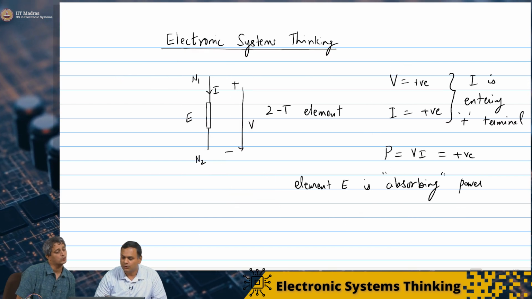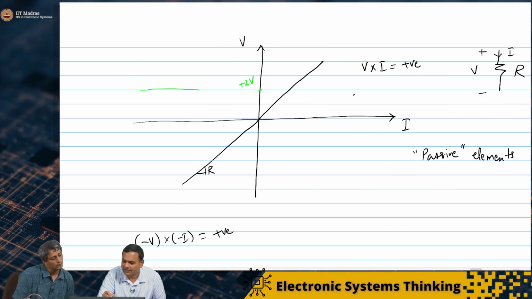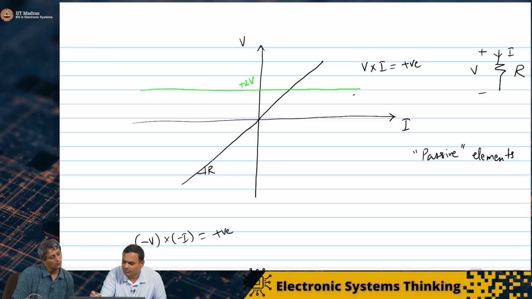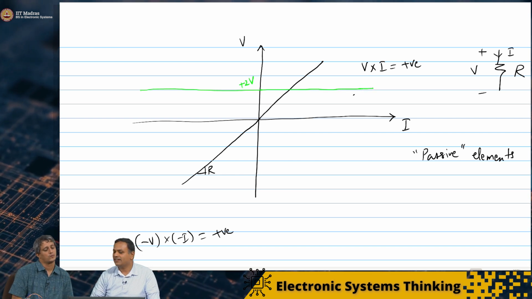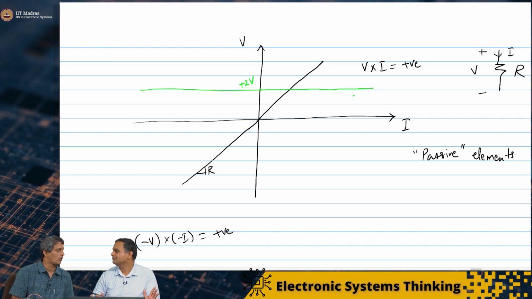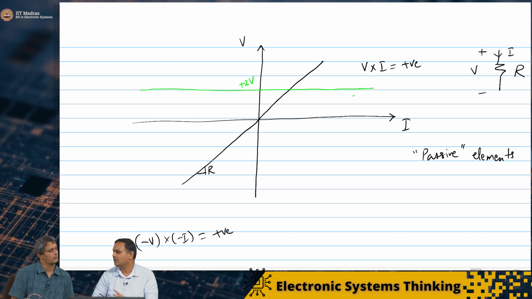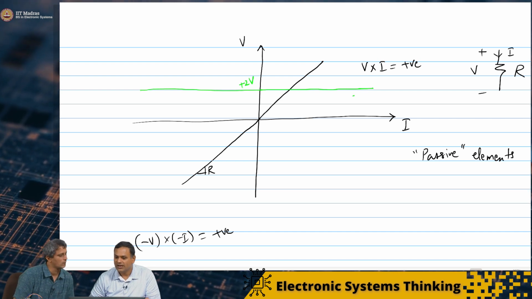So if I drew the characteristic for the 2 volt source, this would be the characteristic for the 2 volt source. That is, you give 2 volts irrespective of how much current you draw from it. It will always maintain a potential difference of 2 volts across its 2 terminals.